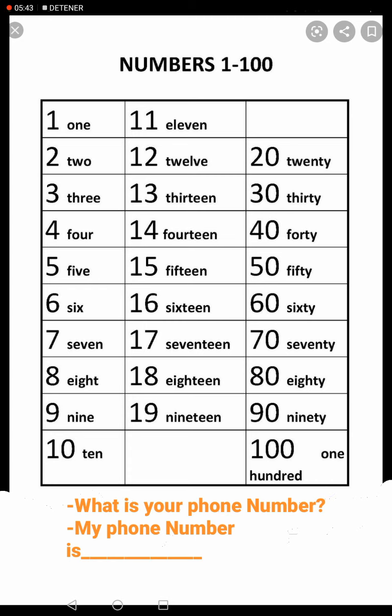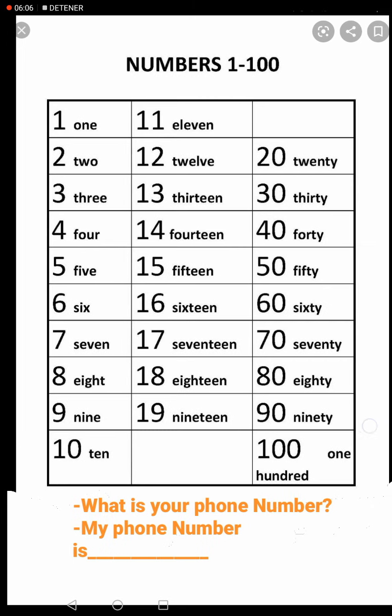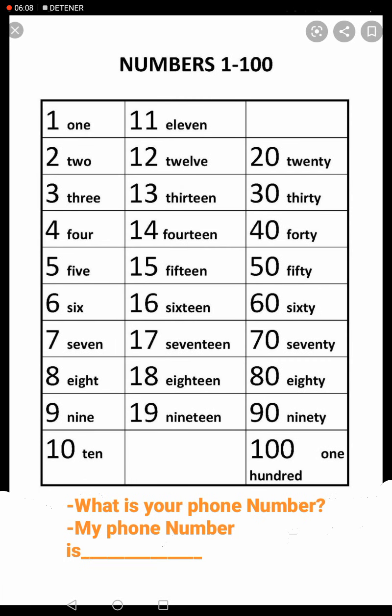And here we have a very useful question that is going to help you to get numbers like cell phone numbers, address numbers, and so on. It says, what is your phone number? When someone asks you what is your phone number, or you ask someone about his phone number, you're going to receive an answer like, my phone number is 449 15 0 15 47. So this is an example of an answer of a phone number.